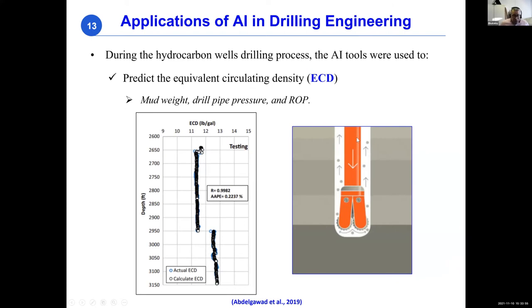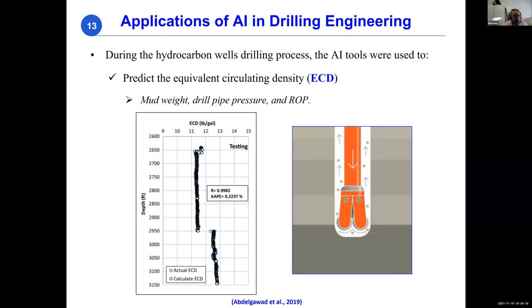The second point, after optimizing the rate of penetration, is downhole measurement. One example of a downhole tool is one used to provide data such as equivalent circulation density, which is very important to give you an indication about the bottom hole pressure, to prevent any fracture or any losses, or to prevent the possibility of a kick.